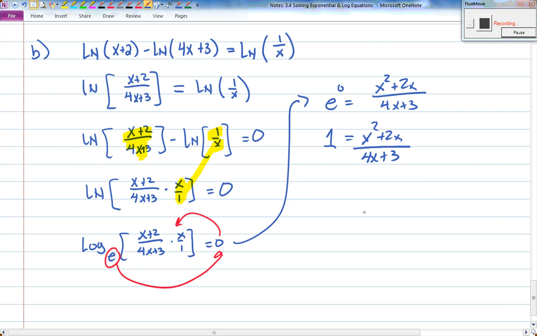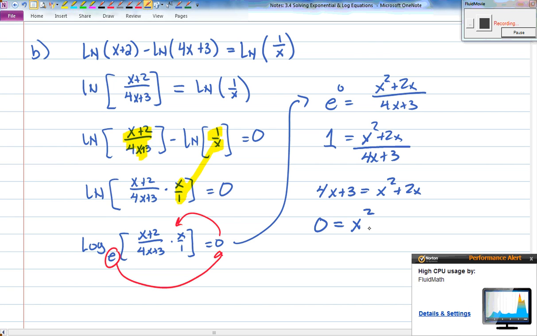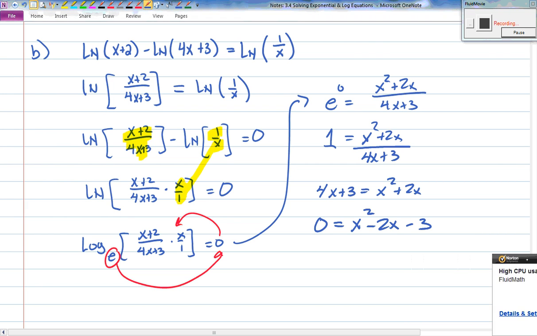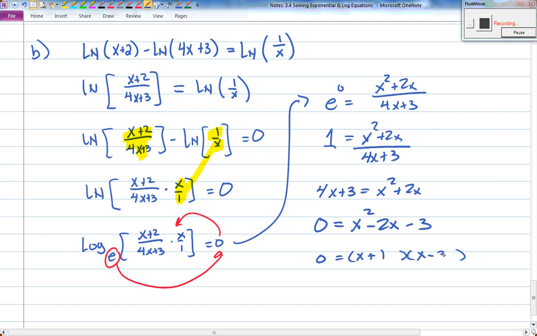Multiply both sides by 4x plus 3, and you get this: 4x plus 3 equals x squared plus 2x. Well, again, all I have here is a quadratic. So when I write everything on one side, I get 0 equals x squared minus 2x minus 3. Yep, got that. So I can factor this: 0 equals, I'll have an x plus 1 and an x minus 3.